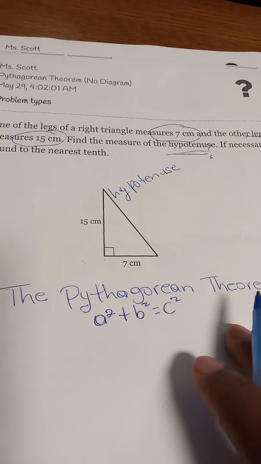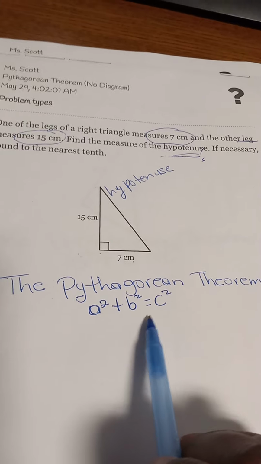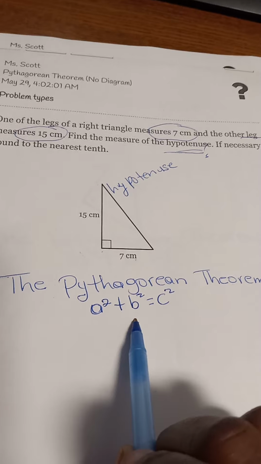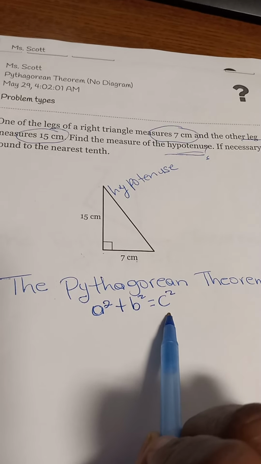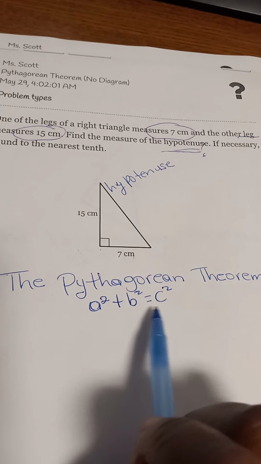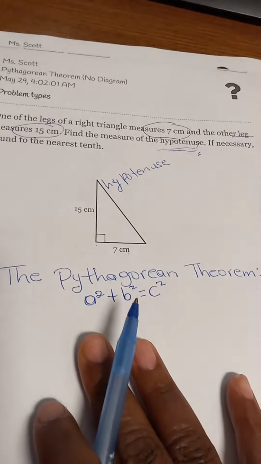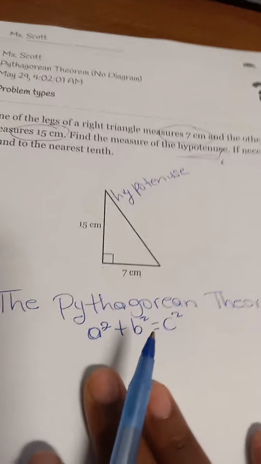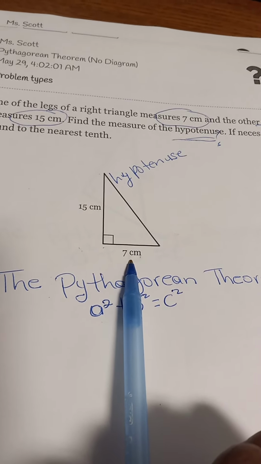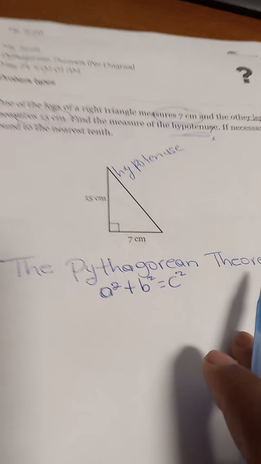Okay. So how do we find the hypotenuse? We use the formula a squared plus b squared equals c squared. One leg squared plus the other leg squared is equal to the hypotenuse squared. So I'm just going to fill out this formula because I already know what one leg is and I already know what the other leg is. But what I don't know is what the hypotenuse is. So that's what we're going to solve for.